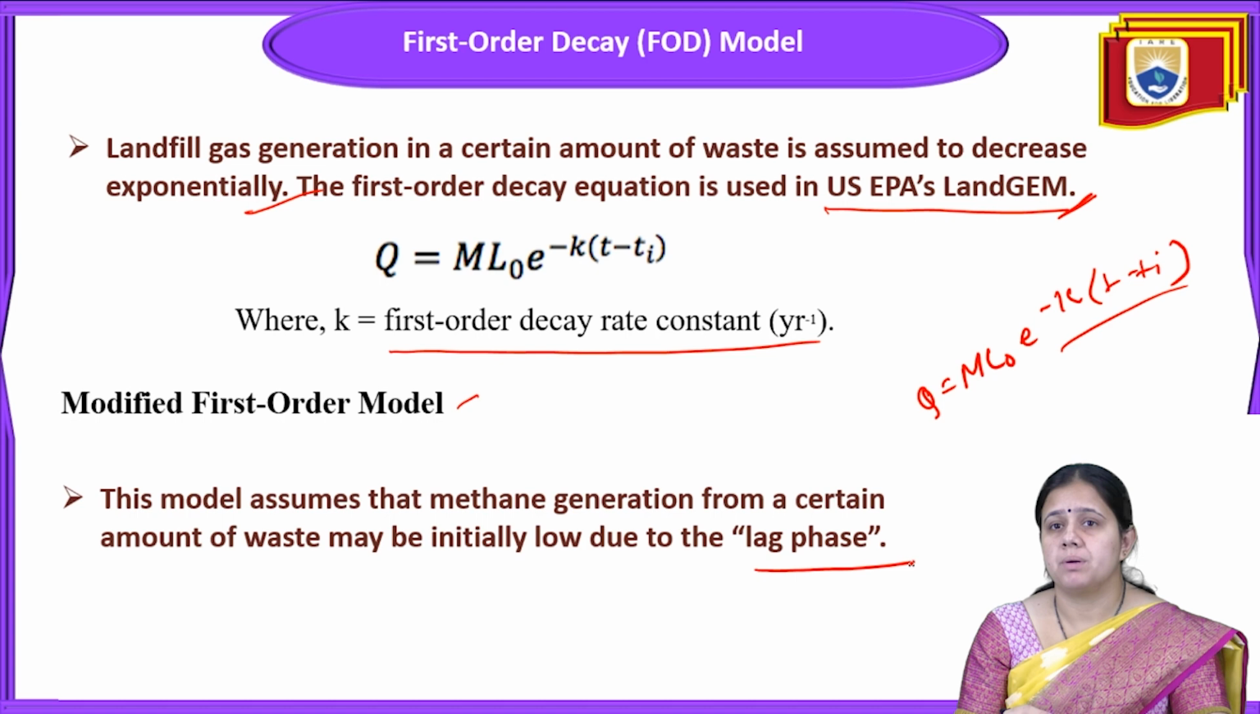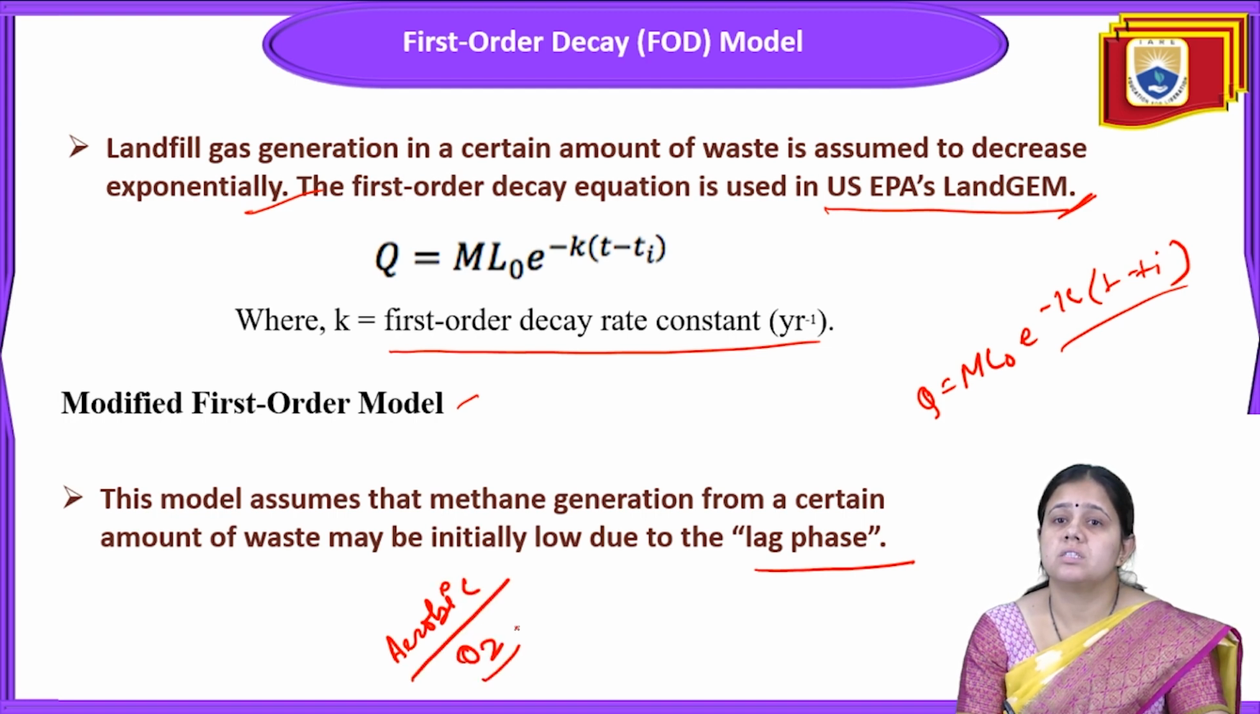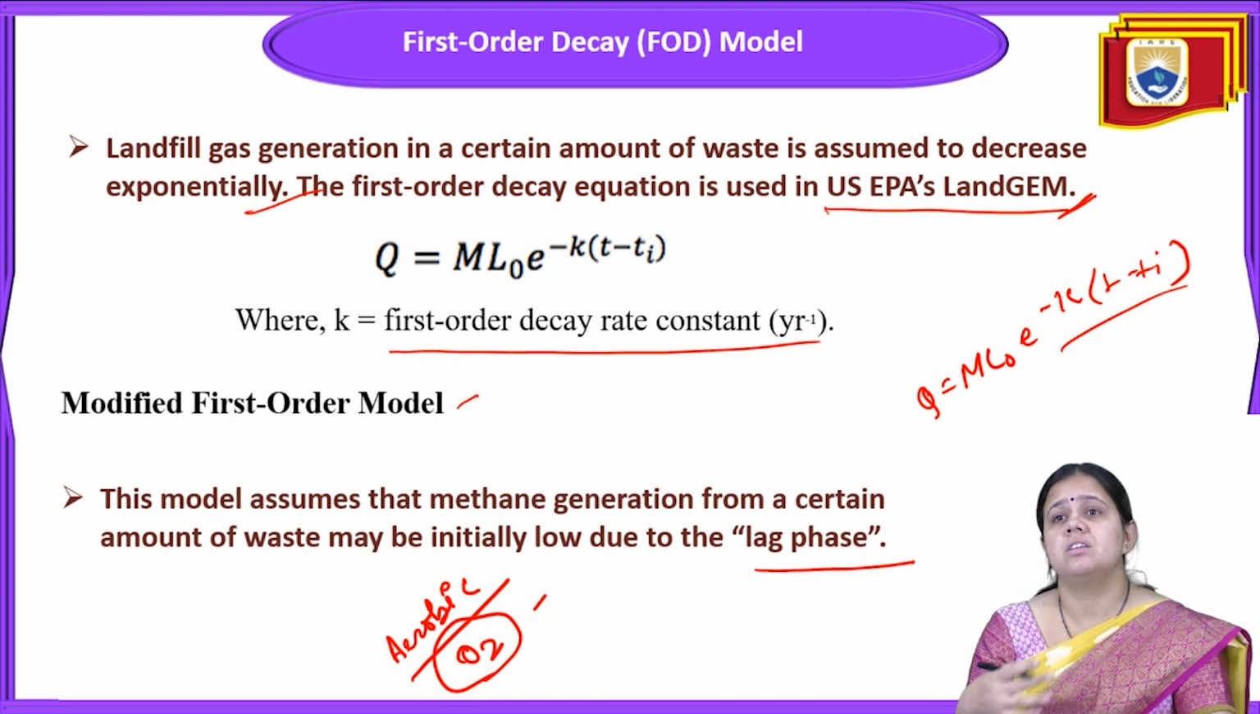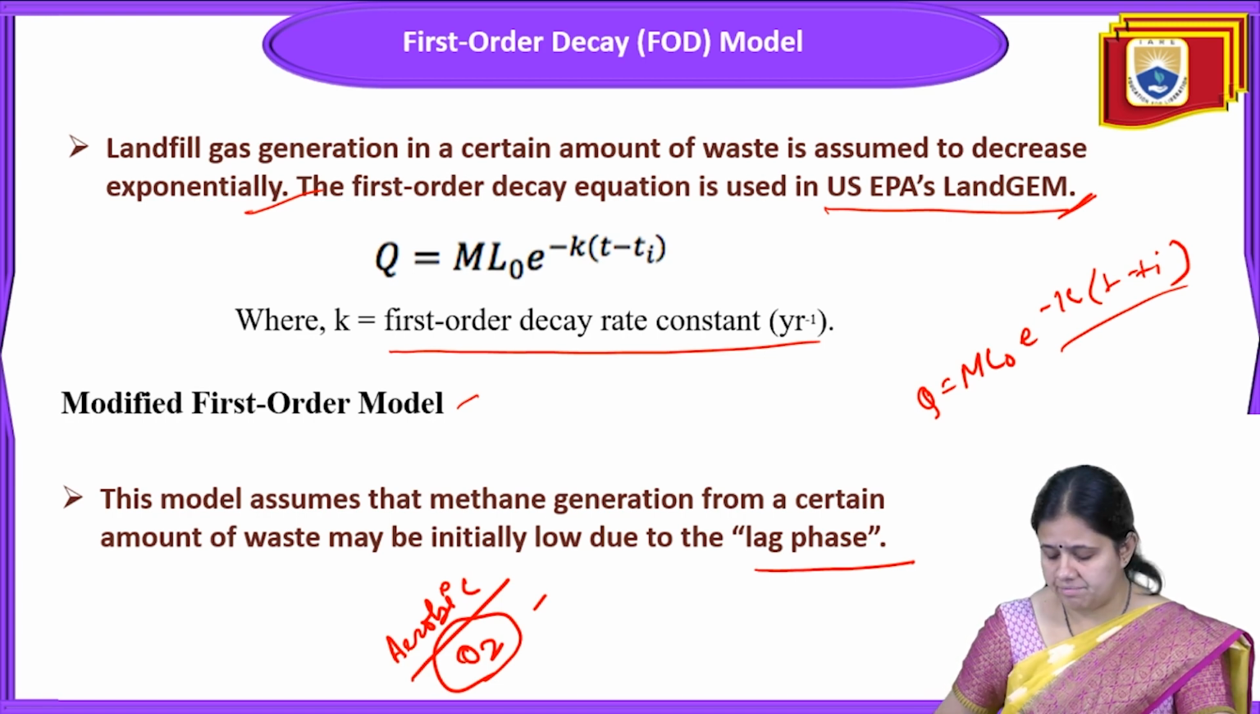Because initially, aerobic conditions will be there in the landfill, where oxygen is available. In this way, methane production will be less. So it has been pointed out that the methane generation may be less because the amount of waste decomposing may be initially low due to the lag phase.